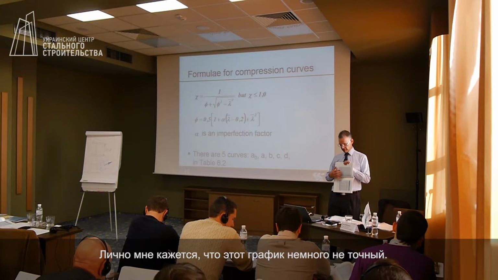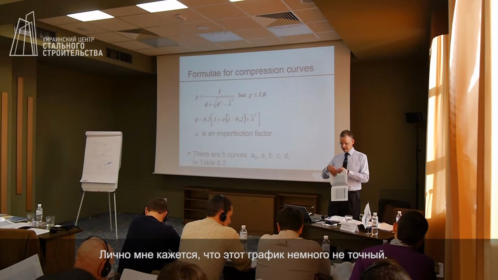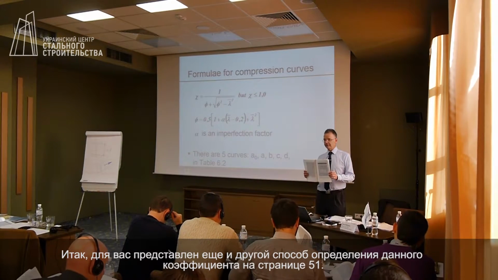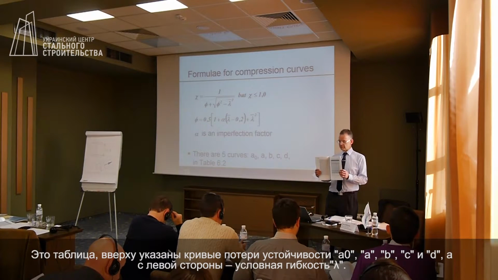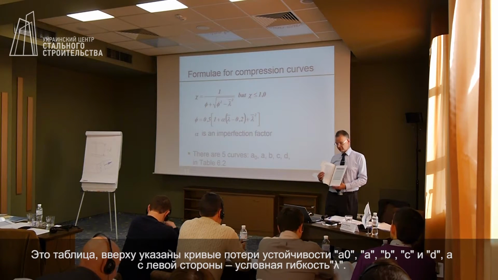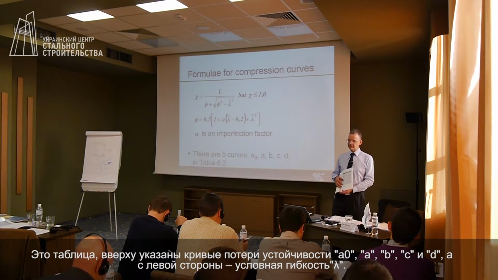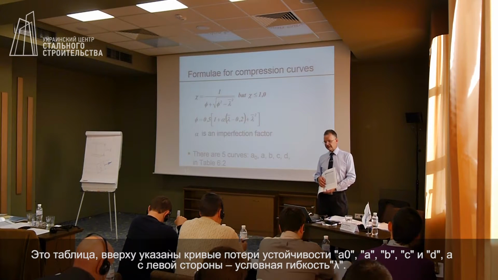Personally, although we have the graph in our guides as well, I think this is a little bit imprecise. So another option for you is on page 51, and you have a lookup table. At the top we have the different curves, A naught, A, B, C or D, and down the left hand side we have the slenderness lambda bar.